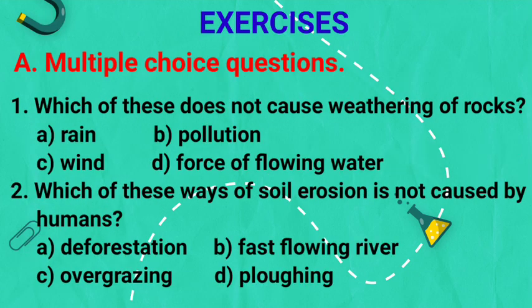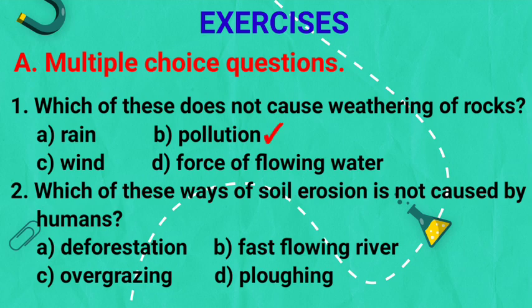Exercises. A. Multiple choice questions. 1. Which of these does not cause weathering of rocks? A. Rain. B. Pollution. C. Wind. D. Force of flowing water. Answer is B. Pollution.